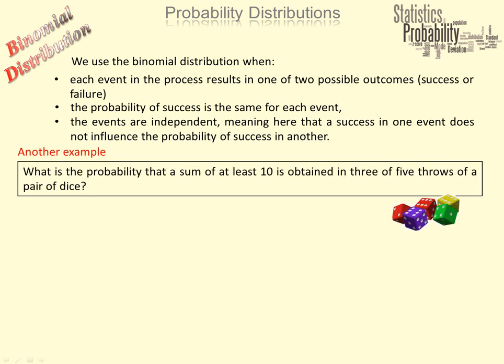So here's an example. What's the probability that a sum of at least 10 is obtained in 3 of 5 throws of a pair of dice? Well, 2 possible outcomes, greater than or equal to 10 or less than 10. There's success, there's failure.